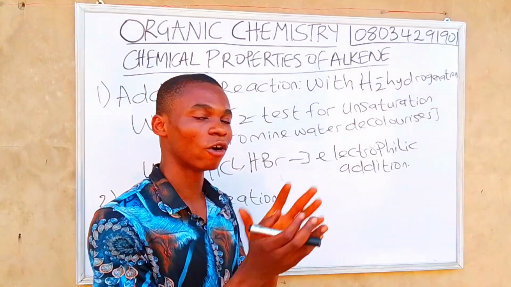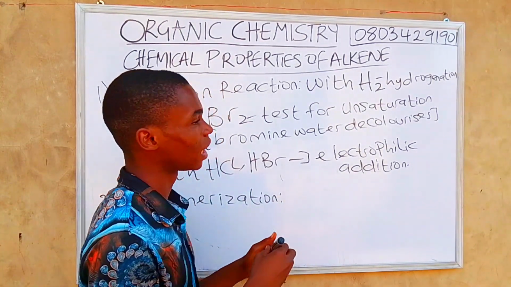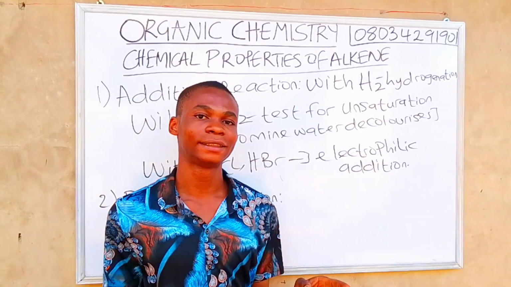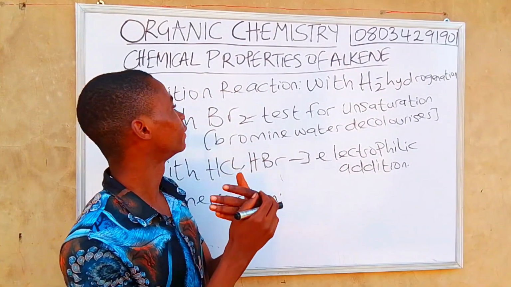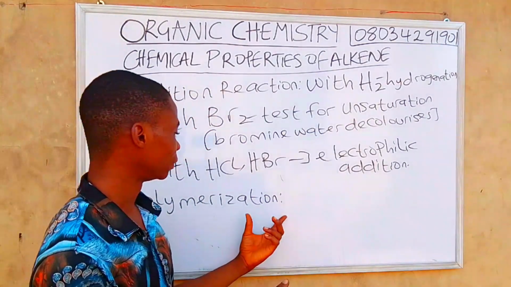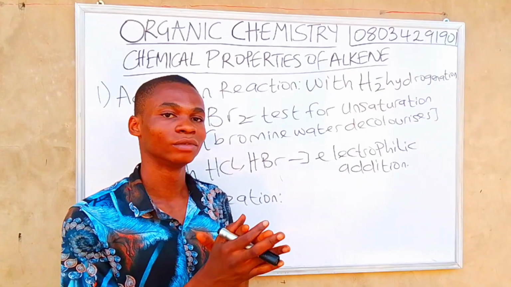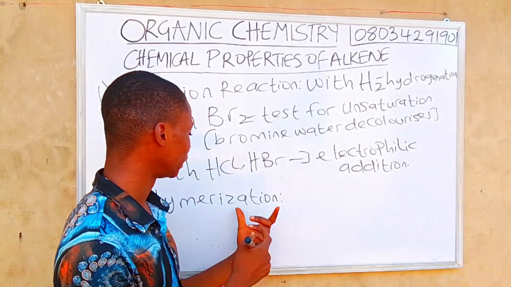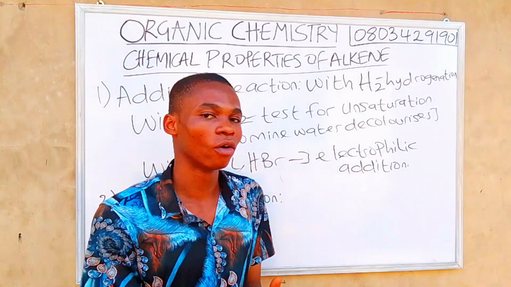The next one is polymerization. Addition of ethene molecules come together to form polyethene. Don't forget. So we all know that alkene involves in addition reaction and polymerization, the coming together of ethene. You can be asked that when alkene reacts with HCl, what occurs?